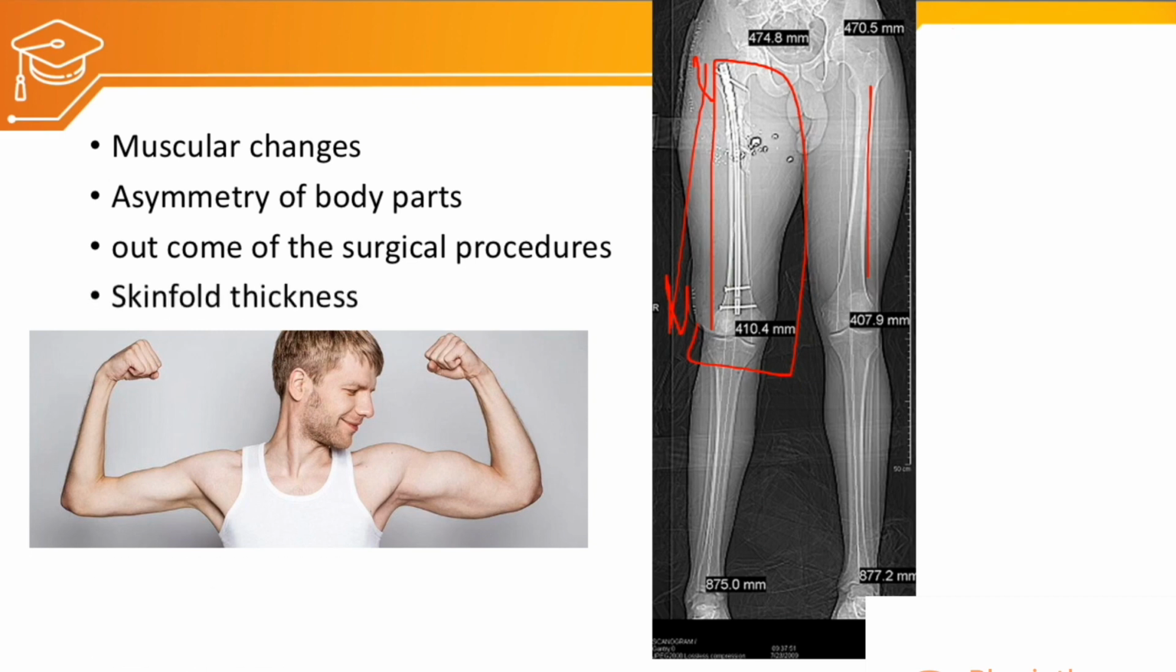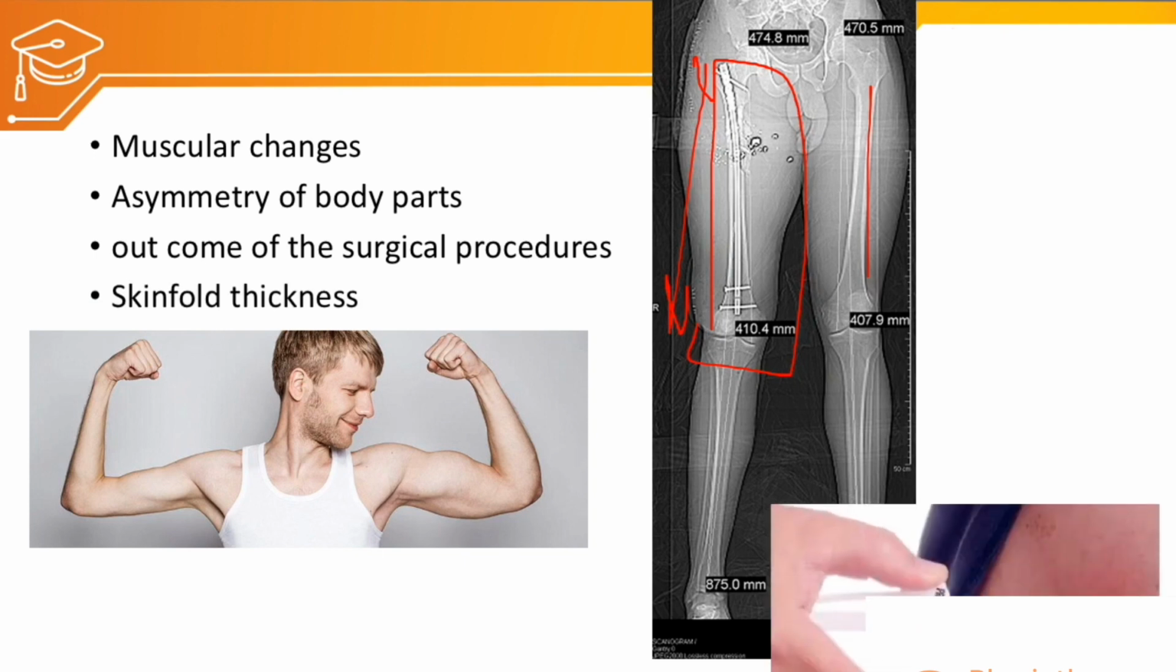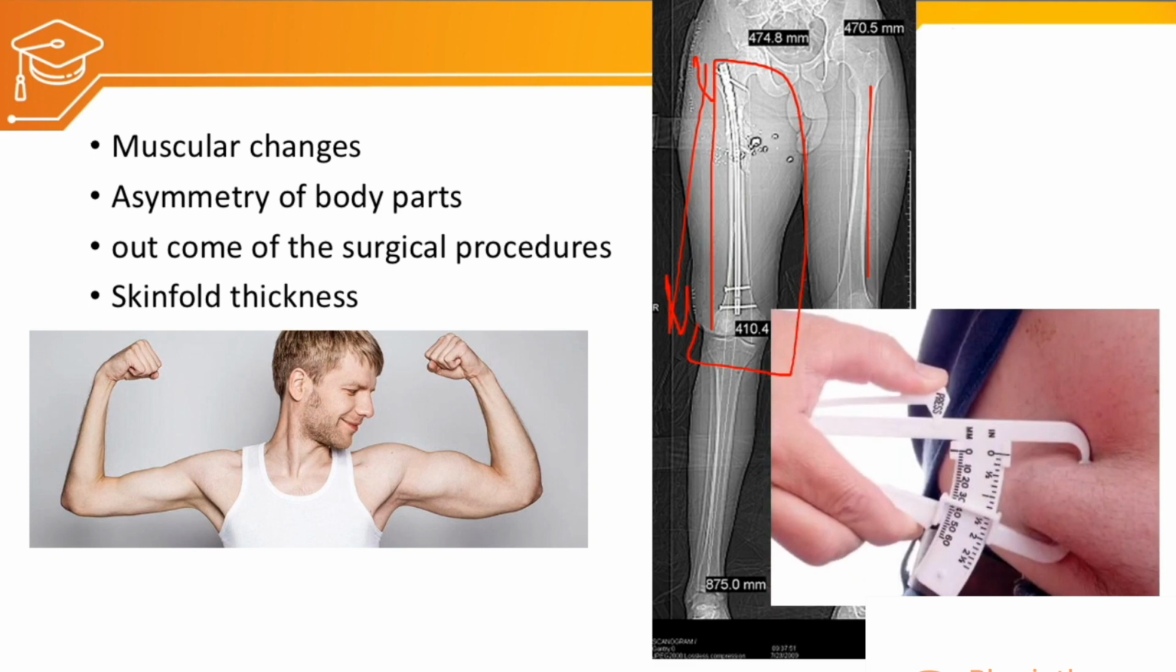Next, skin fold thickness can also be measured by using these measurement tools. Skin fold thickness is mainly used to track the progress during weight loss programs.